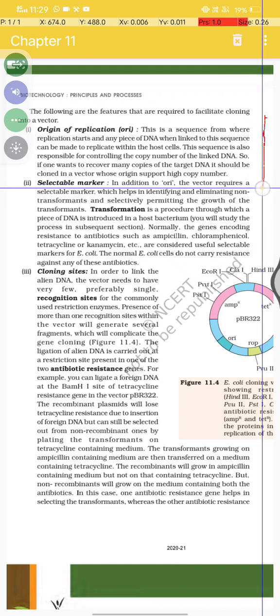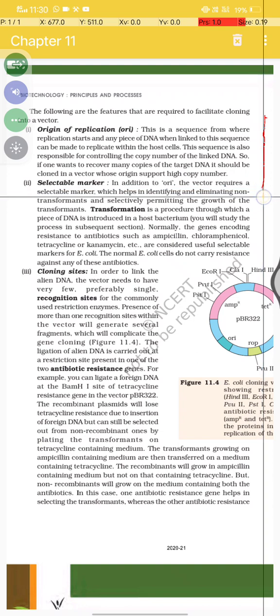Selectable marker. In addition to ORI, the vector requires a selectable marker, which helps in identifying and eliminating non-transformants and selectively permits the growth of the transformants. Transformation is a procedure through which a piece of DNA is introduced in a host bacterium. You will study this process in the subsequent section. Normally, genes encoding resistance to antibiotics such as ampicillin, chloramphenicol, tetracycline or kanamycin etc.